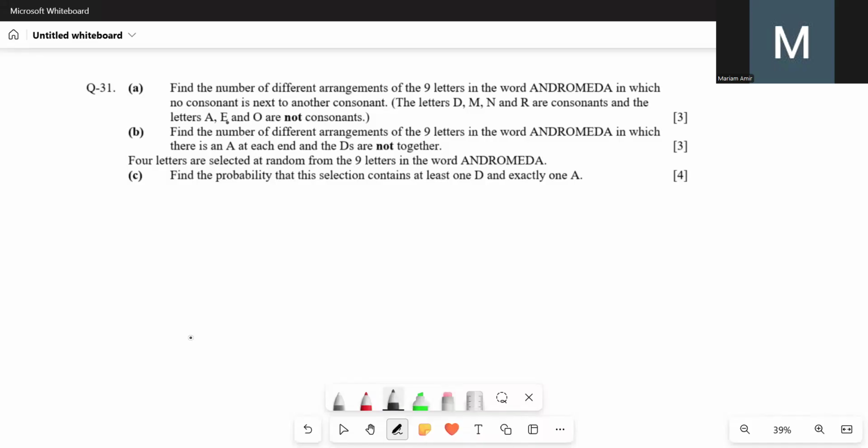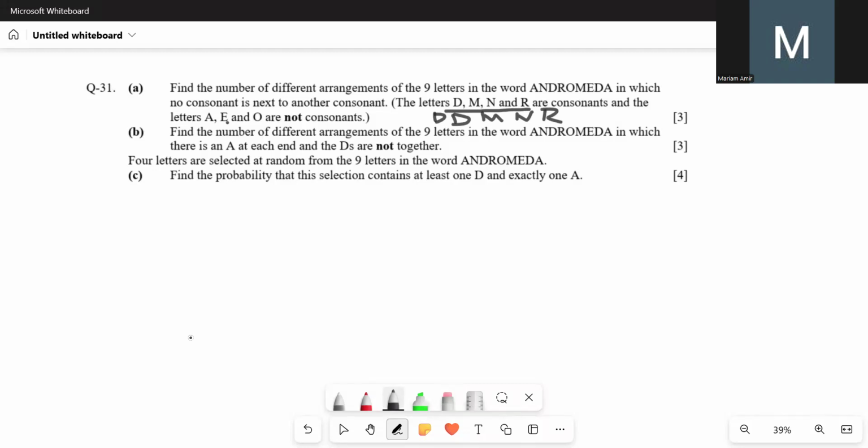Find the number of different arrangements of the 9 letters in the word Andromeda in which no consonant is next to another. Consonants are letters that are not vowels. So we have D, M, N, and R. But remember, we have two Ds in the word.